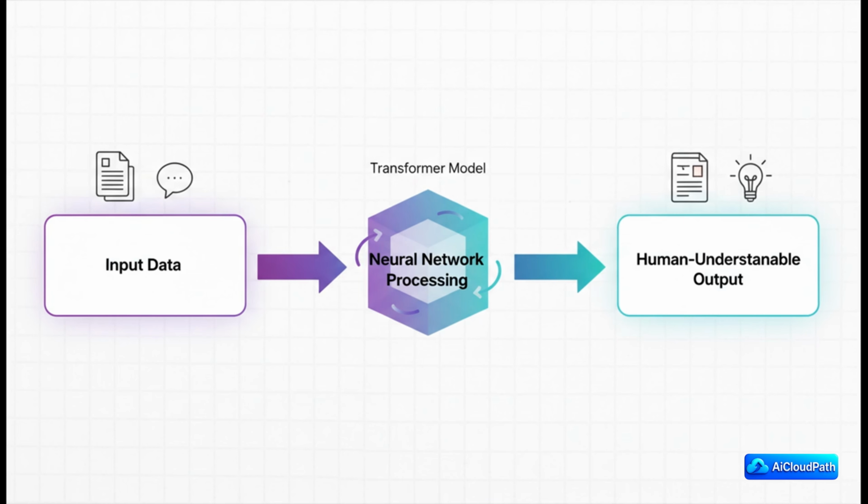Let's strip this down to the absolute basics. If you walk away with just one thing, let it be this. These models take in data, they use these incredibly complex neural networks, which are basically digital brains, to find all the patterns and context, and then they spit out something that a human can actually understand. It's really that simple at its core.